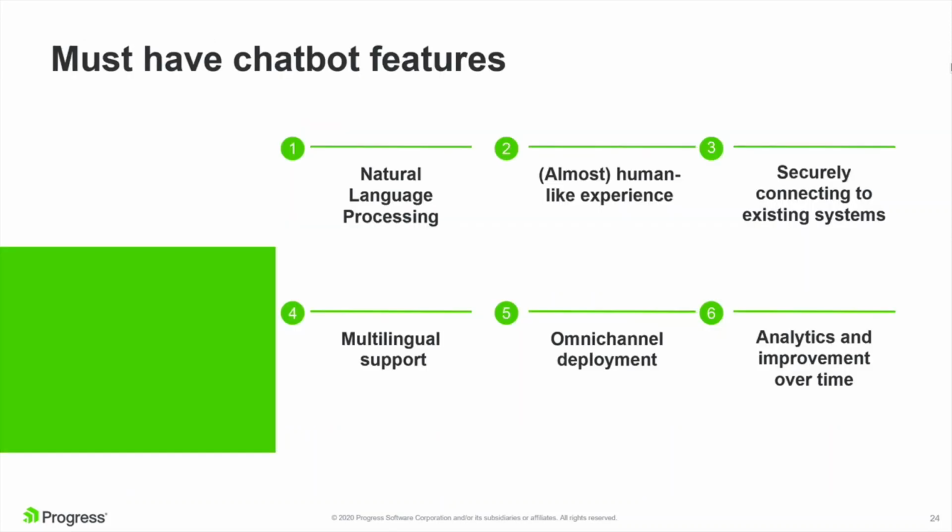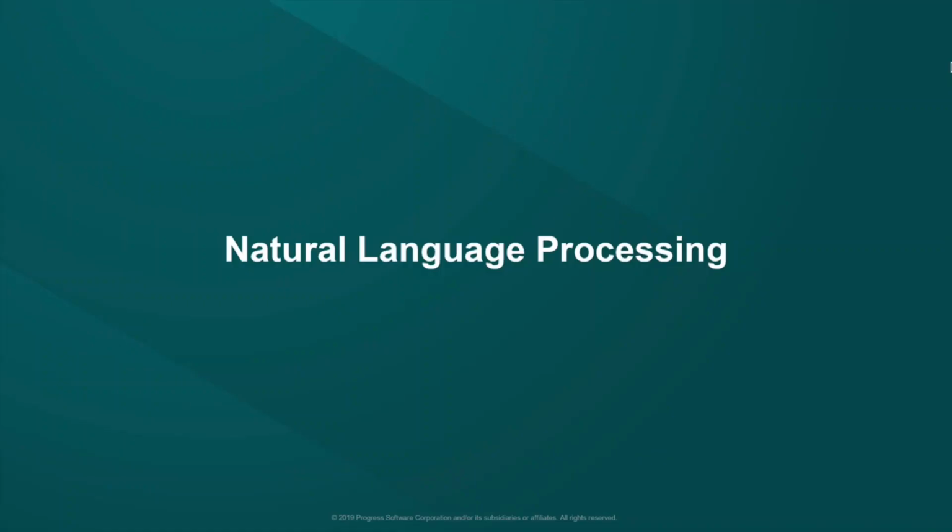Now, let's review the features that are must-have for any modern chatbot solution. You can see them listed here. Let's go over each of them individually. Human languages are very complex and hard to learn. Achieving a meaningful conversation between a machine and a human is a very challenging task. This is the main problem that natural language processing is trying to address.